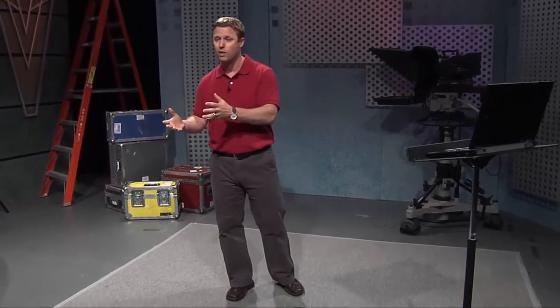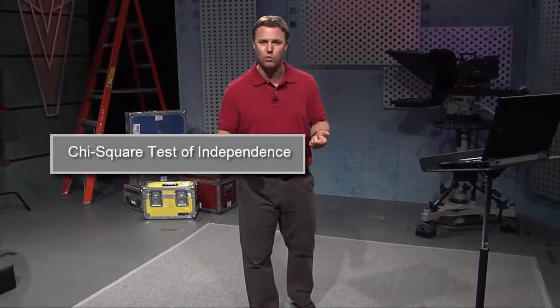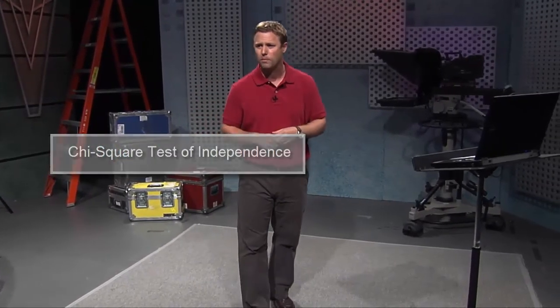There are ways to statistically examine whether the difference between what we observe versus what we expect is due to chance, or whether in fact there is a statistical difference between them. To do that, we use a test called a chi-square test of independence. This might be one that you recall from an early stats course.